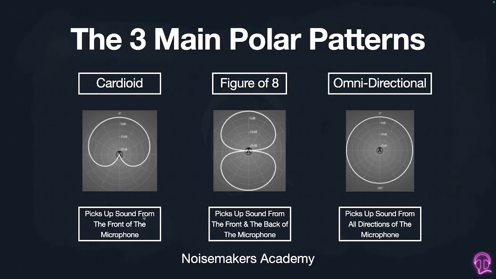Cardioid is going to pick up sound from the front of the microphone, meaning if the microphone is here, it's going to pick up just in front of it, not from behind it. Figure of 8 is going to pick up sound from the front and from the back of the microphone, not from the sides. And omnidirectional is going to pick up sound in all directions.